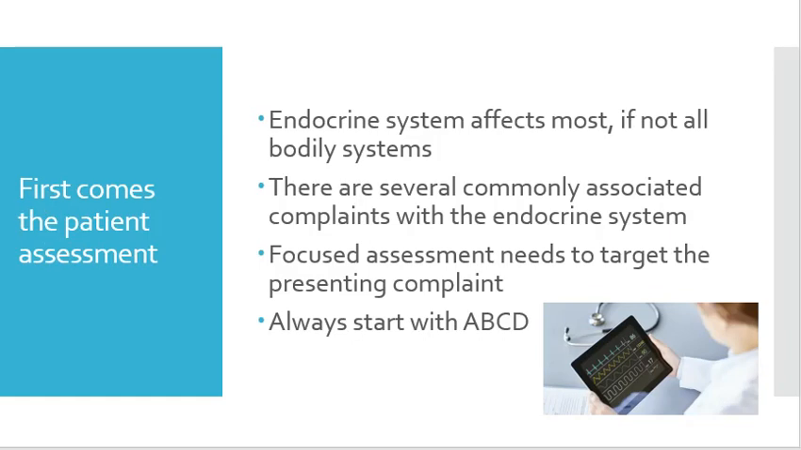First things first is the patient assessment. Like we discussed last week, the endocrine system affects most, if not all, body systems. Complaints most commonly associated with endocrine disorders include fatigue and weakness, polyuria, polydipsia, weight changes, and mental status changes. The focused assessment should always target the specific presenting complaint that the patient has. When a critically ill patient presents to the emergency room, an endocrine etiology should be considered as part of the differential diagnoses. Care of the patient begins with assessment and stabilization of the ABCs, as well as a neurological assessment.